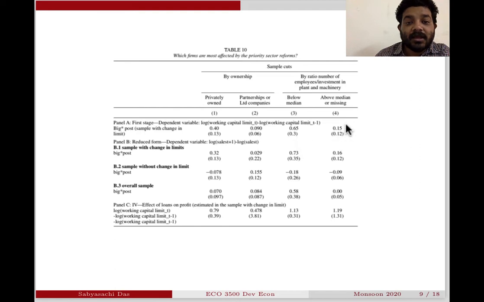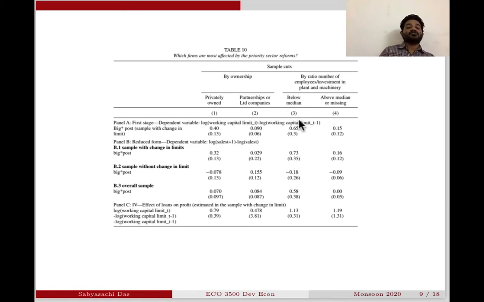Okay, and for those where the ratio is above the median, the effect is much smaller. It's only 15 percentage points greater growth in capital as opposed to 65 percentage points for this group. So the below median firms are systematically credit constrained much more than the above median ones, and so these are the ones for whom the credit expansion has an effect.